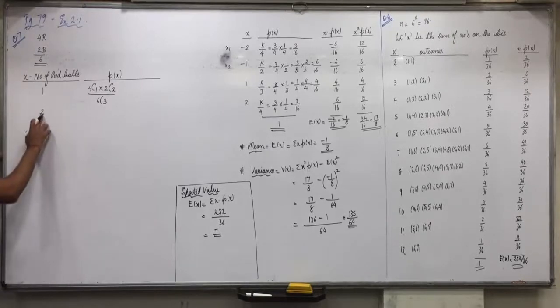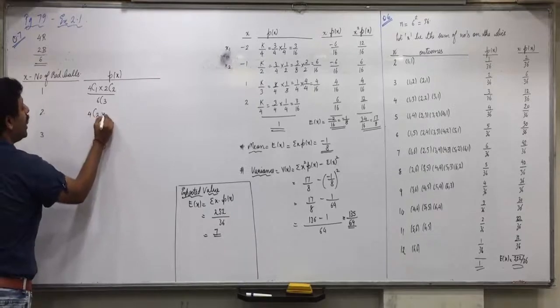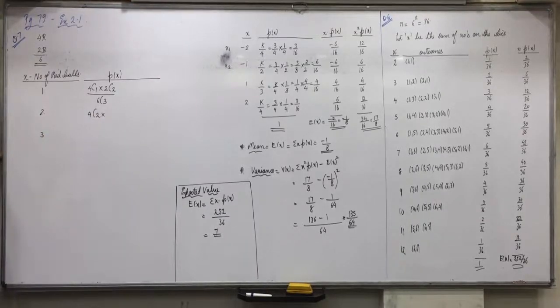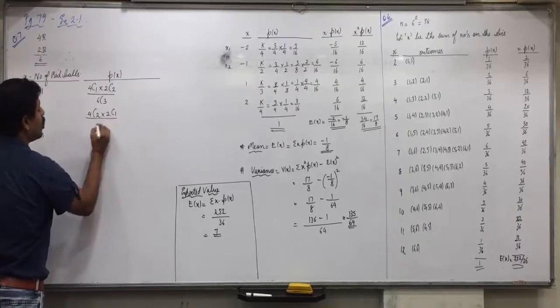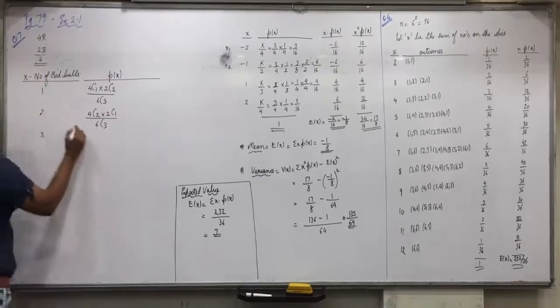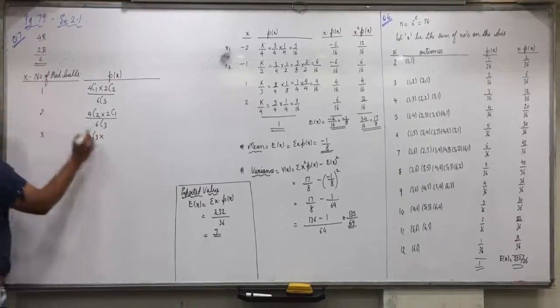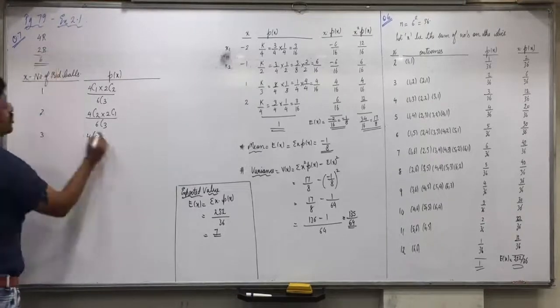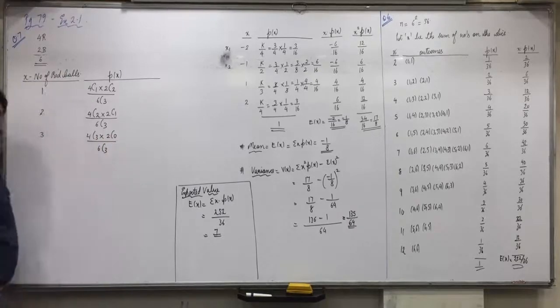Same way, 2 red balls means 4C2, and 2 red balls means how many blue? 1. 1 blue ball, 2C1. Total 3 balls, 6C3. 3 red balls, 4C3 into 0 blue balls, 2C0, upon 6C3. Did you understand this? Yes.